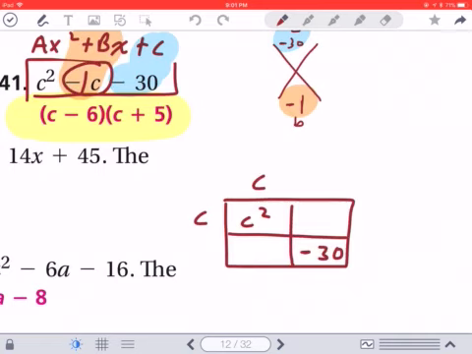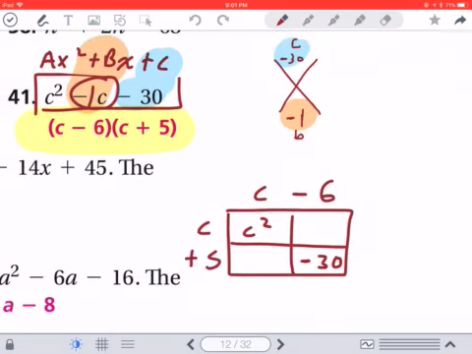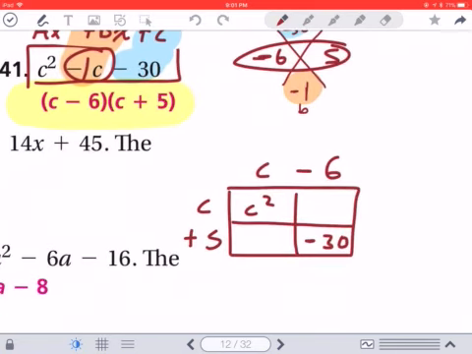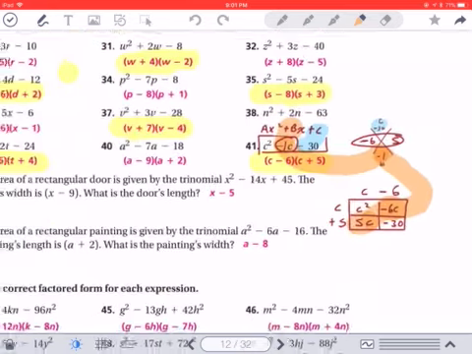So the only thing that adds up to negative 1 would be a negative 6 here and a positive 5 here. So negative 6 and 5. When I add those up, negative 6 plus 5 is going to give me a negative 1. And when I fill in my box, this is going to be negative 6c, and this is going to be 5c. And when I add these up in orange here, that's where I'm going to get my negative 1, right there.